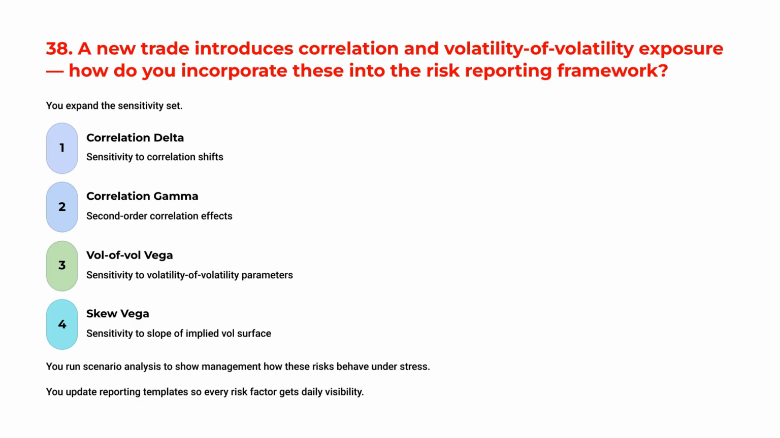A new trade introduces correlation and volatility of volatility exposure. How do you incorporate these into the risk reporting framework? You expand the sensitivity set. Add correlation delta, sensitivity to correlation shifts. Correlation gamma, second-order correlation effects. Vol Vega, sensitivity to volatility of volatility parameters. Skew Vega, sensitivity to slope of implied vol surface. You run scenario analysis to show management how these risks behave under stress. You update reporting templates so every risk factor gets daily visibility.